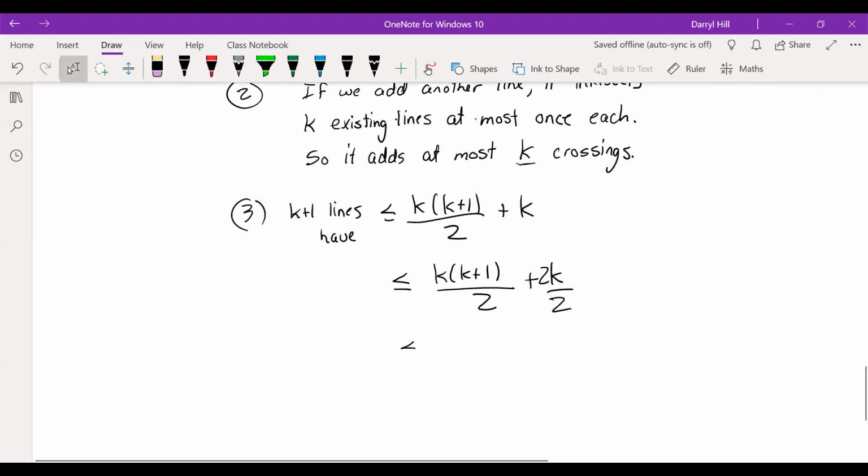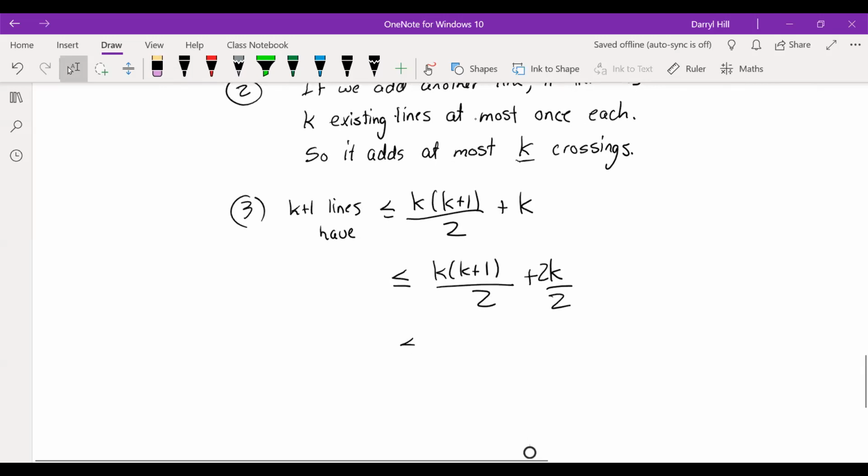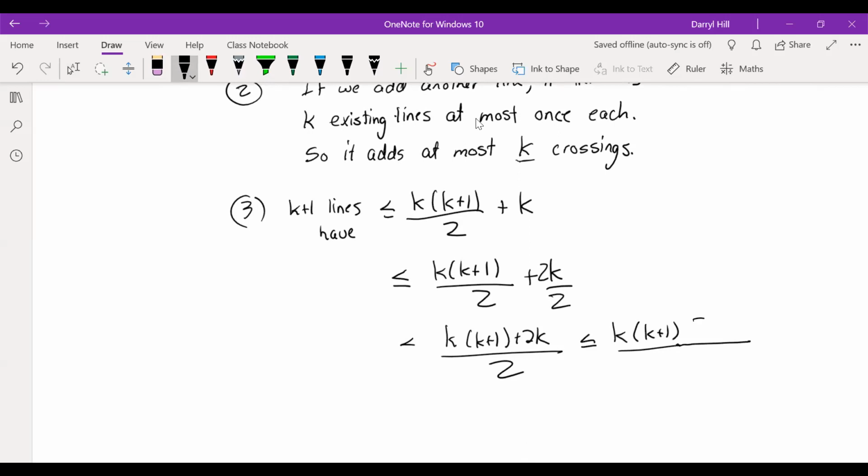So this is less than or equal to k, and again k plus 1 plus 2k over 2. And this is less than or equal to k plus 1 plus 2k plus 1 over 2, right? Since we just substituted k plus 1 for the k here.